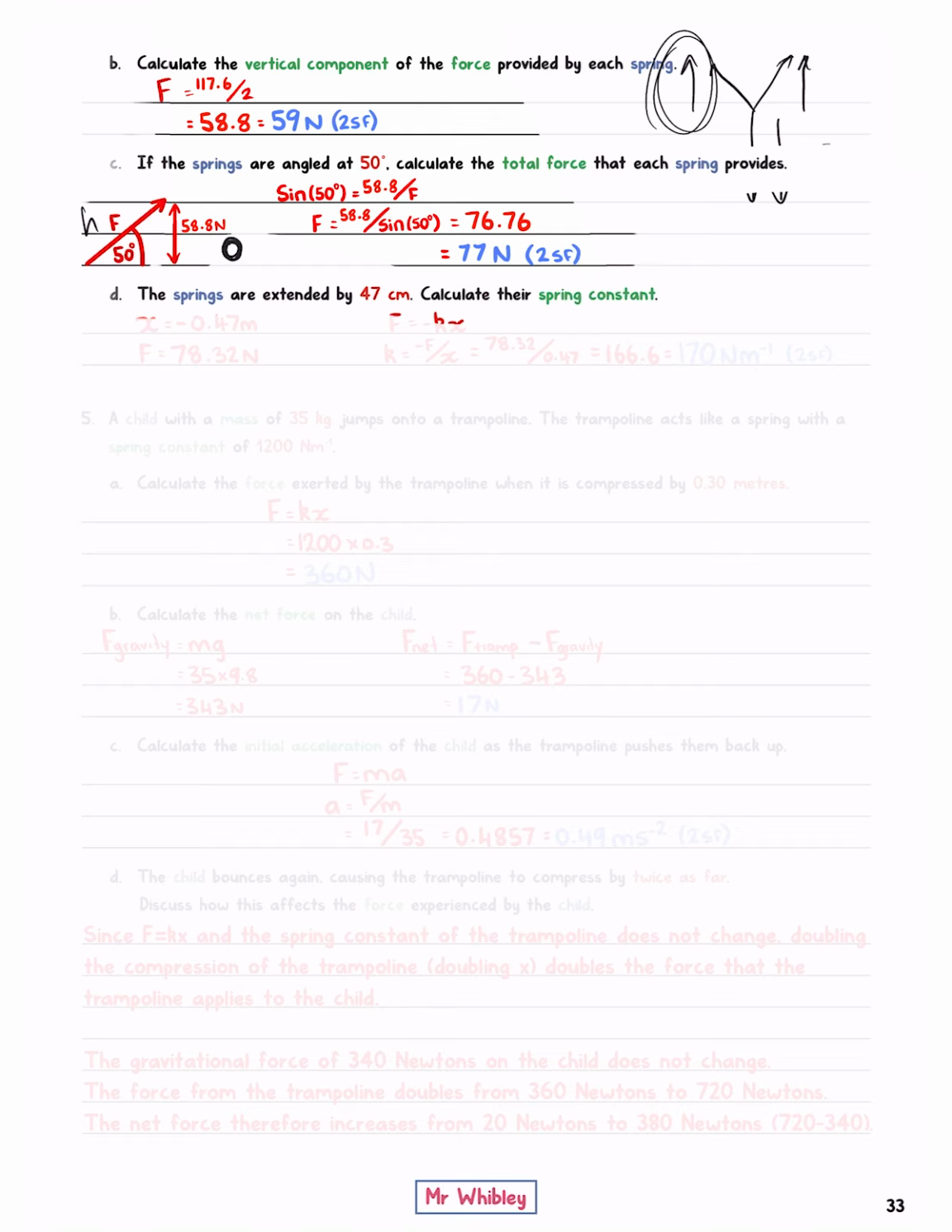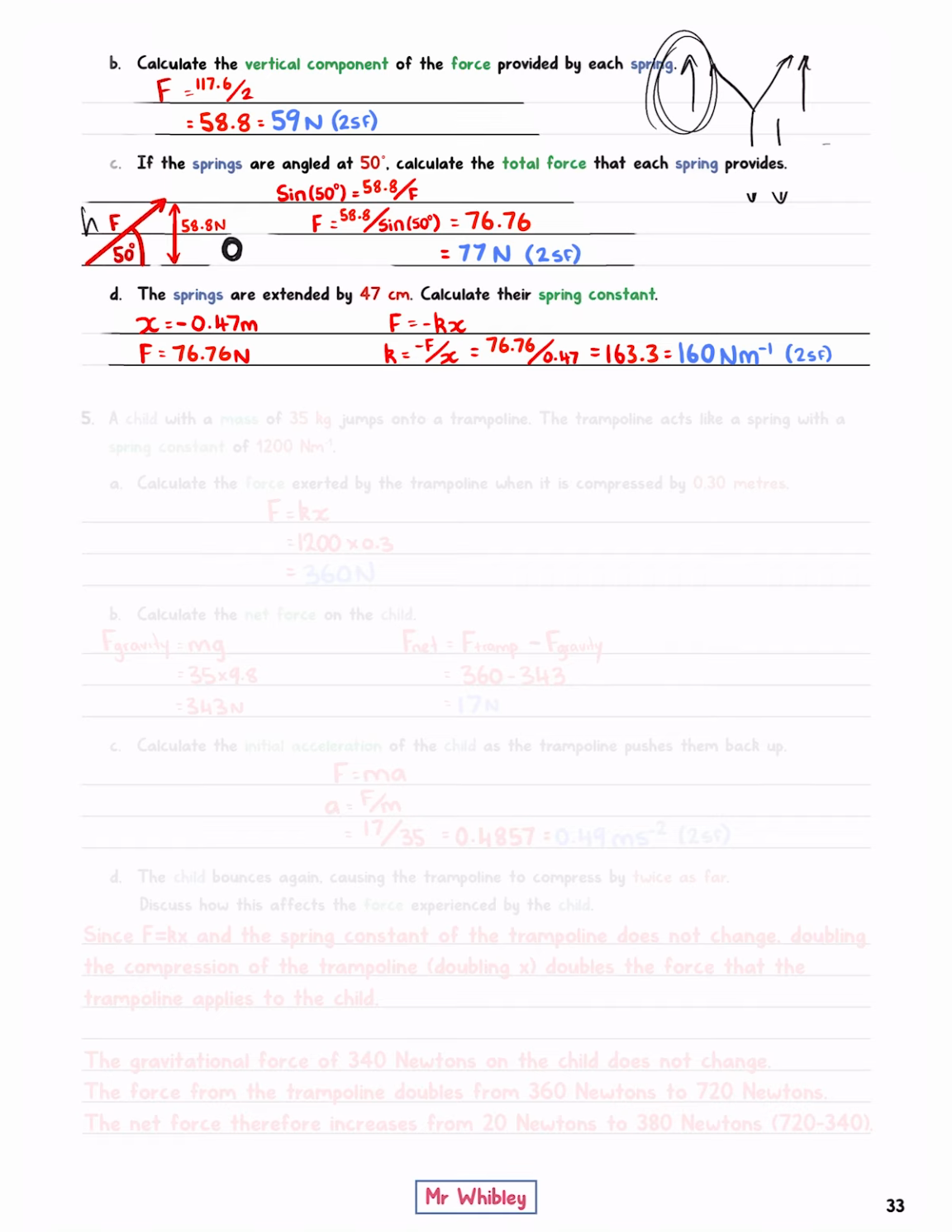Calculate their spring constant. Our extension of 47 centimeters is 0.47 meters, and our force is 76.76, where we need to make one of these negative. It doesn't matter which one, I've chosen to make the displacement negative. Our force is negative kx, solving that for k by dividing both sides by x, putting our numbers in, gives me 163.3 or 160 newtons per meter to two significant figures.